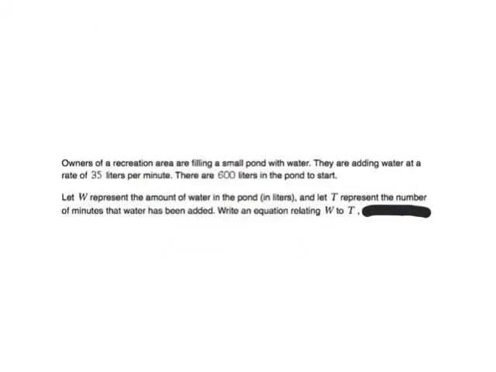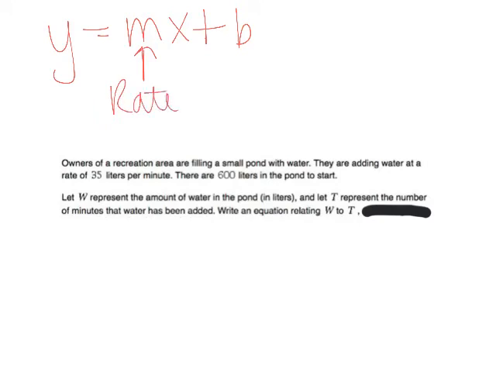All right, from a scenario. You've been doing really well with these. The slope is always your rate of change, and the b is what are we starting with? So owners of a recreation area are filling a small pond with water. They are adding water at a rate of 35 liters per minute. There are 600 liters in the pond to start. Let W represent the amount of water in the pond, and let T represent the number of minutes the water has been added. Write an equation. So this is going to be number 6. Go ahead and try that equation.